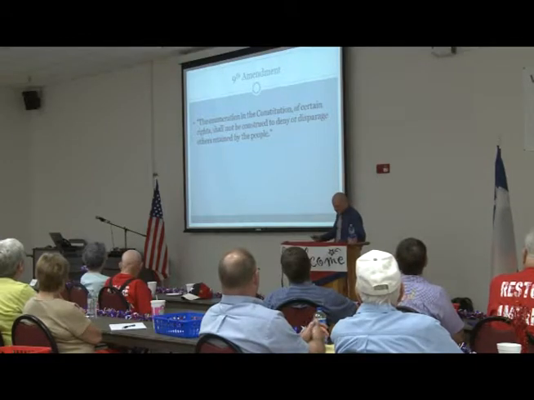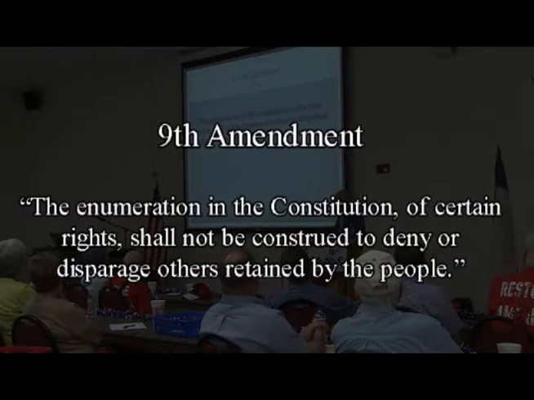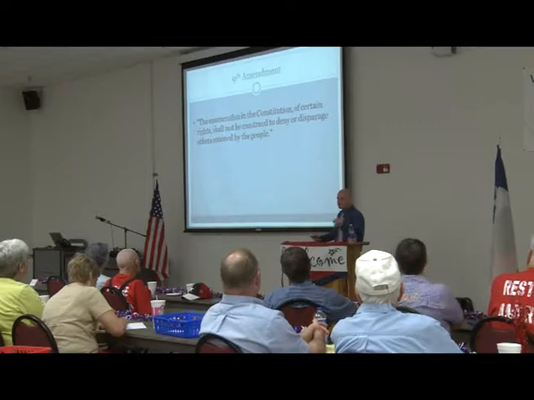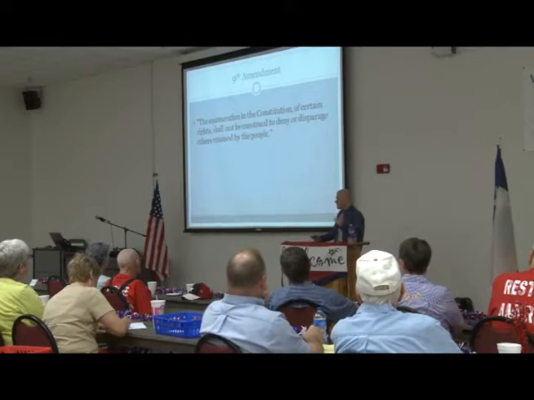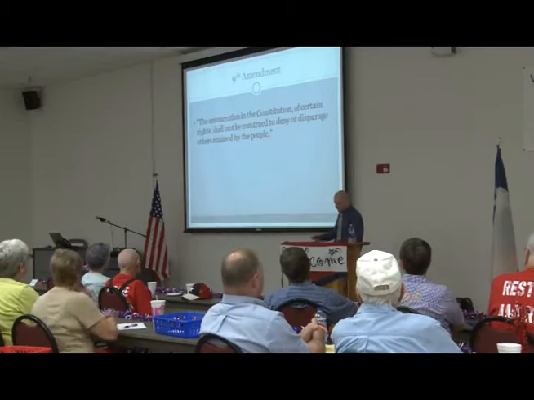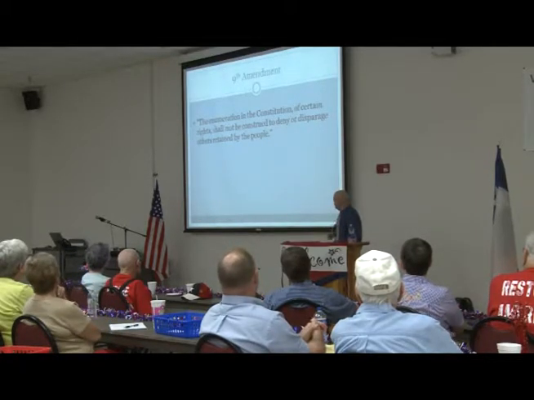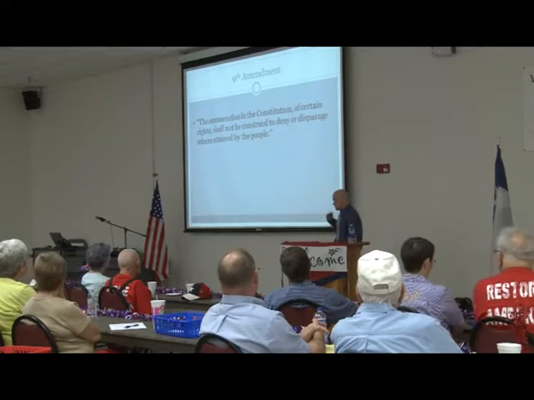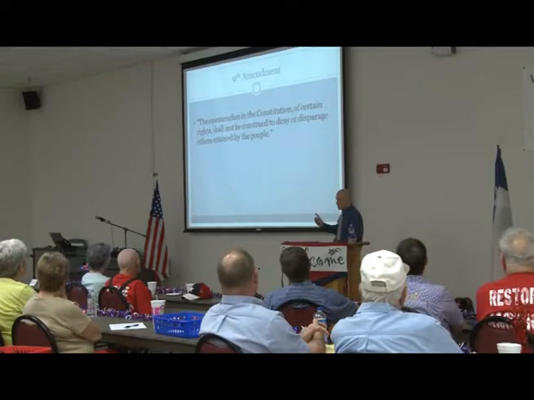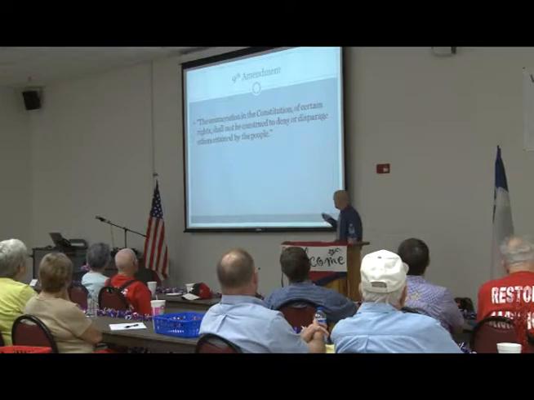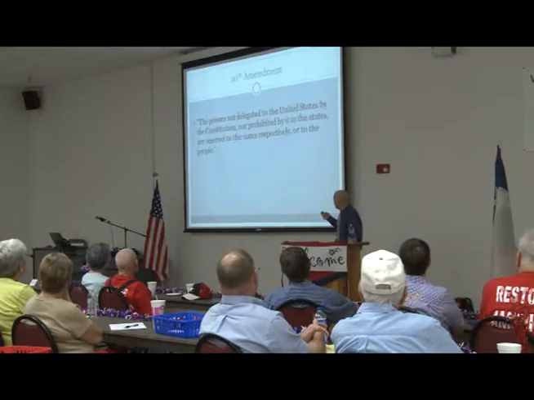What it says is, the enumeration in the Constitution of certain rights shall not be construed to deny or disparage others retained by the people. So they listed all the important ones: free speech, freedom of religion, no searches and seizures without probable cause or a search warrant from a judge. And then they went by this and said there are other rights just because we didn't list them specifically.